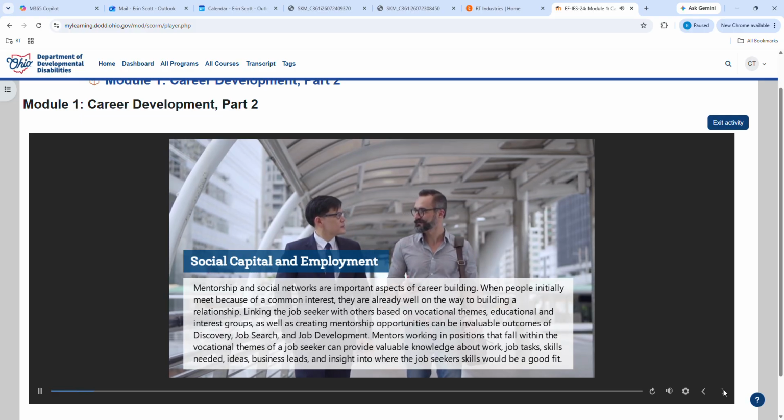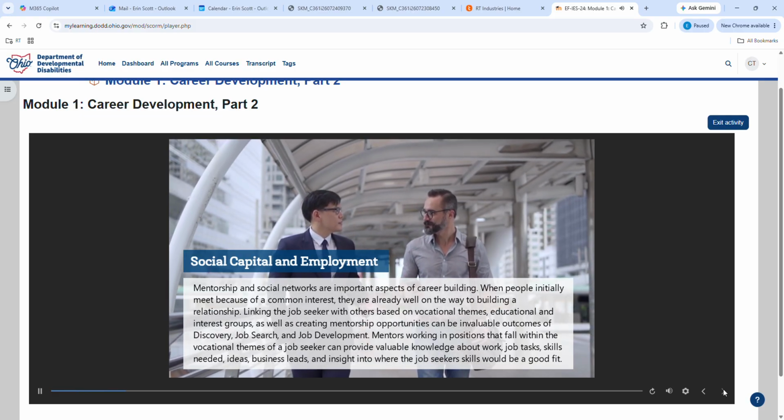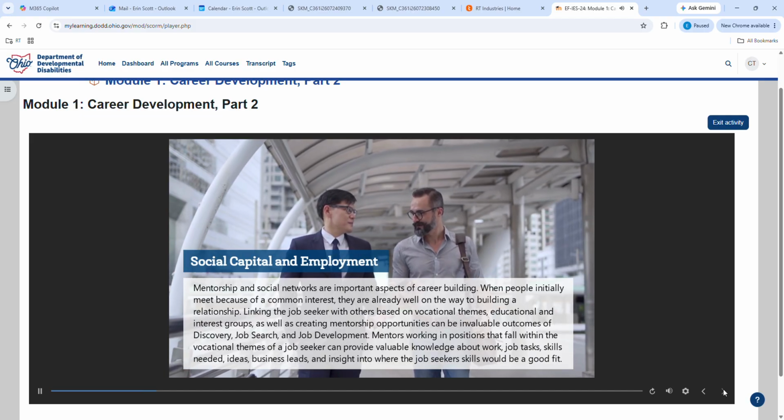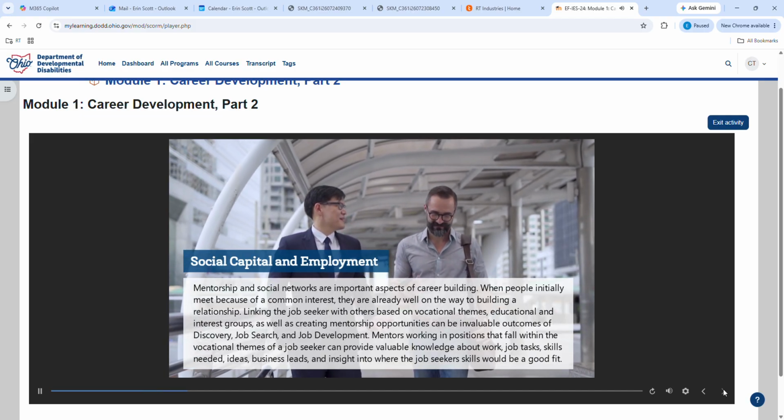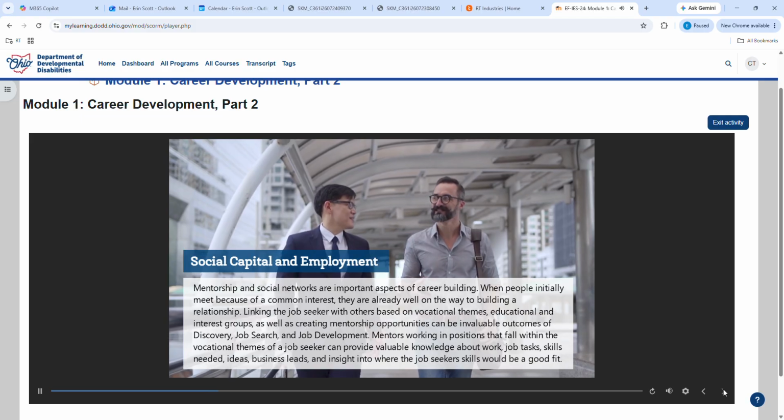Mentorship and social networks are important aspects of career building. When people initially meet because of a common interest, they are already well on the way to building a relationship.